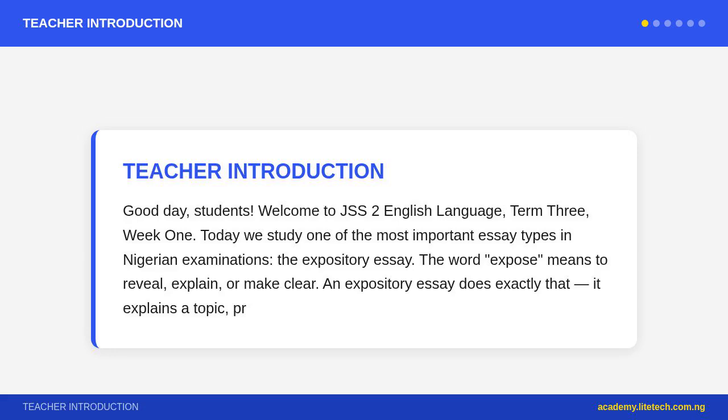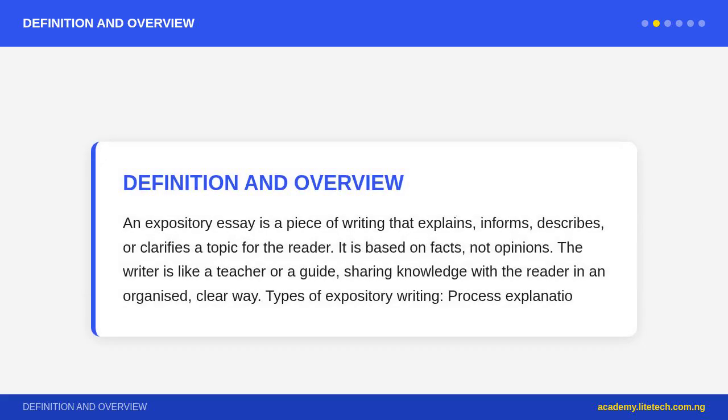Types of expository writing: process explanation explains how something is done, step by step. Example: explain how to prepare jollof rice. Cause and effect explains why something happened and what resulted. Example: discuss the causes and effects of deforestation in Nigeria.